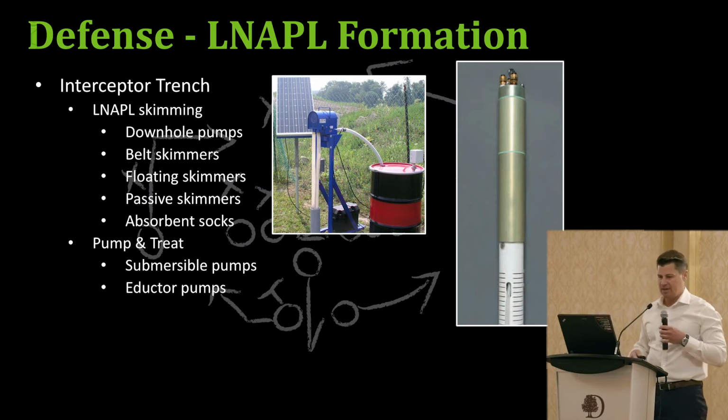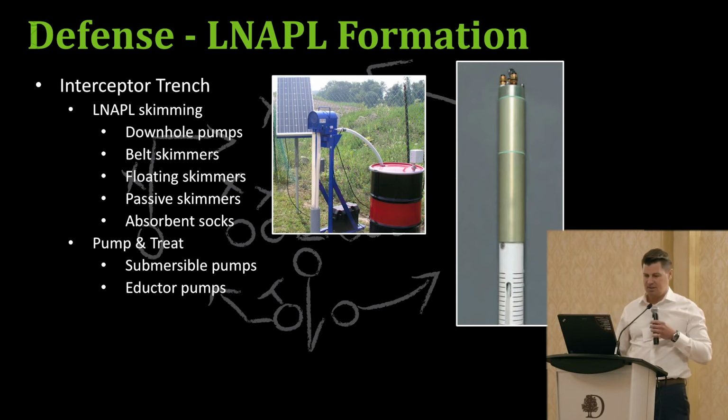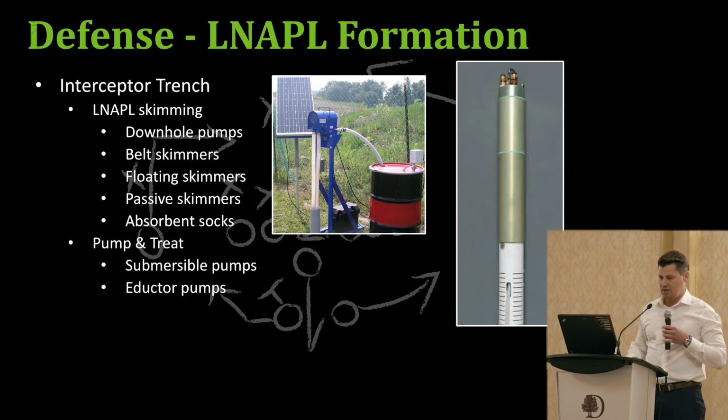Then you want to look at how to collect the free product. There are a number of different methods for free product skimming: downhole pumps that can be pneumatic or electrically driven, intrinsically safe ones, belt skimmers, and floating skimmers that look like flying saucers that have hydrophobic filters and just let the free product drain in, and then it hits a level switch and pumps out. Or you can use passive skimmers you manually install and remove, or absorbent socks.